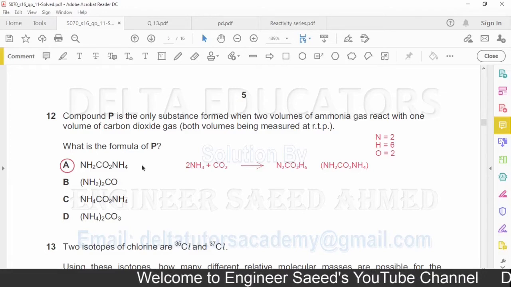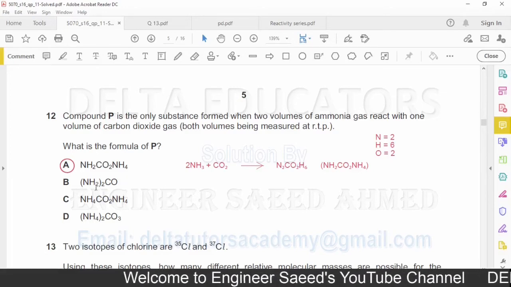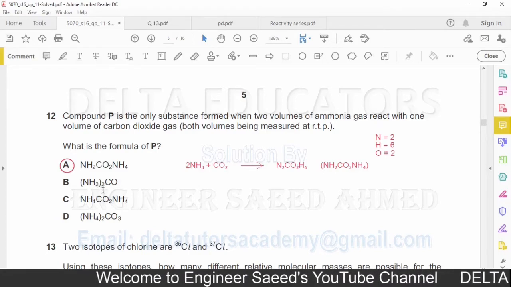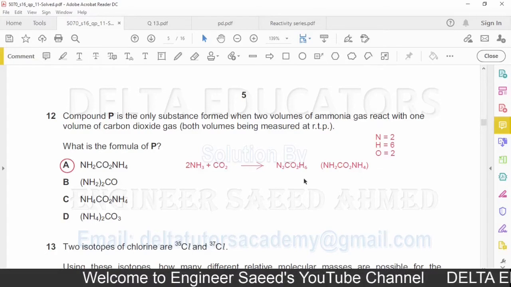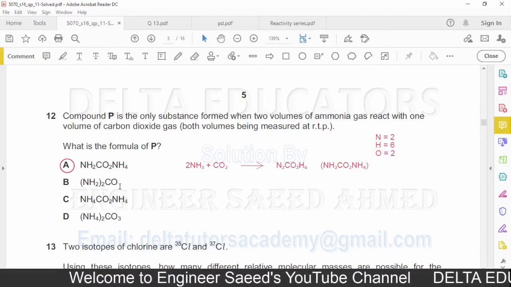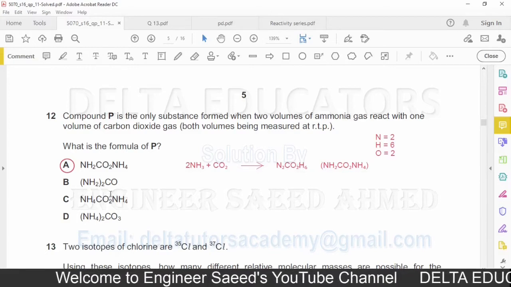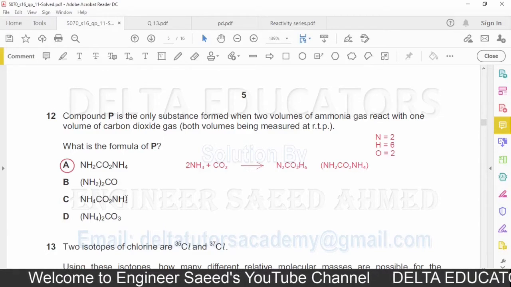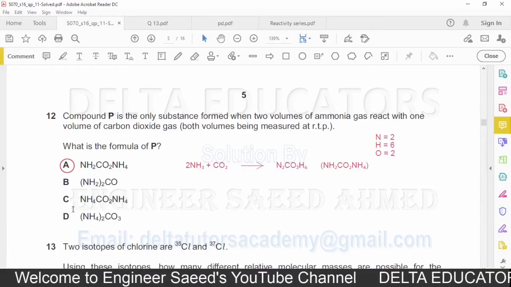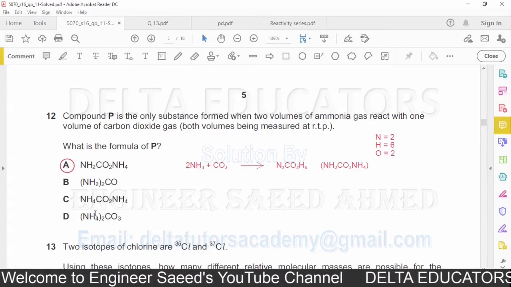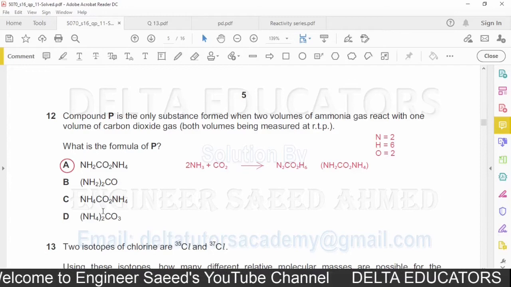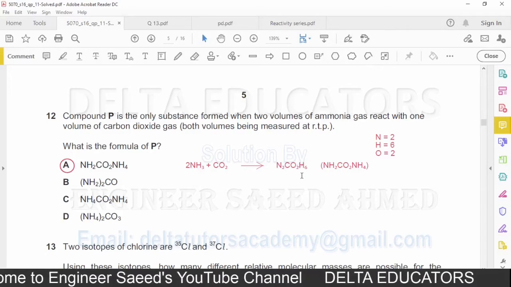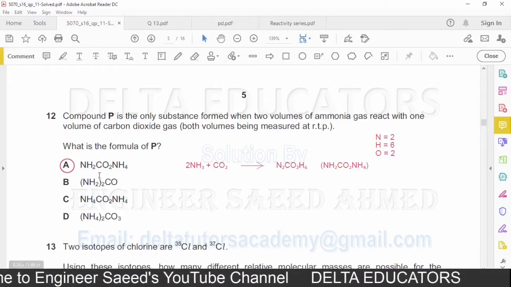What about the other options? In B, we have 2 nitrogen, it is okay, but for hydrogen, the total is 2 into 2, 4. But the compound formed should have 6 hydrogen, so this option is incorrect. In C, again we have 2 nitrogen, it is correct, but for hydrogen we have 4 plus 4, that is 8 hydrogen, so this one is incorrect. In D, we have 2 nitrogen, it is correct, but for hydrogen again we have 4 multiplied by 2, it is 8 hydrogen, and the compound formed should have 6 hydrogen. So option D is incorrect. The correct option is option A.